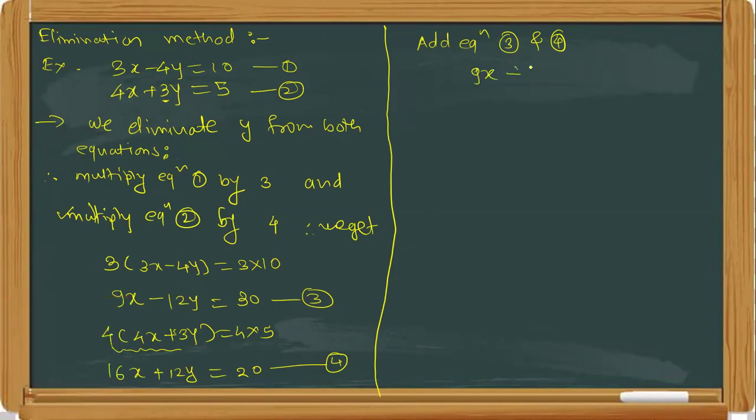Minus 9x plus 16x, and minus 12y plus 12y, equals 30 plus 20. Now, can you reconnect this with the addition of polynomials, with the subtraction of polynomials? Cancellation will be there, as this minus 9x will be added to the 16x, so it will be minus 9 plus 16x, as addition is there.